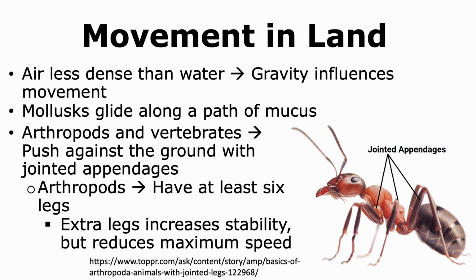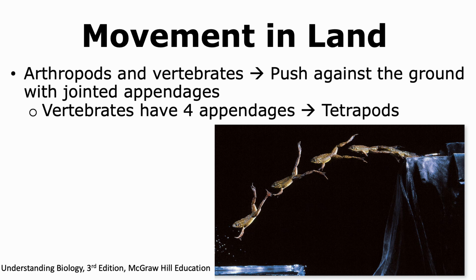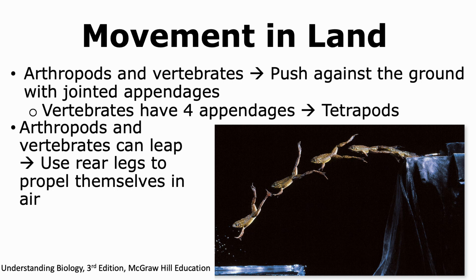These extra legs can increase the stability of the animal body while it moves, but it does reduce the maximum speed at which the animal can move. While arthropods have a minimum of 6 appendages, vertebrates have 4 appendages because they are tetrapods. Now, arthropods and vertebrates can also leap or jump, and in these scenarios, they use their rear legs to propel themselves in the air in order to accomplish that jumping or even hopping motion.